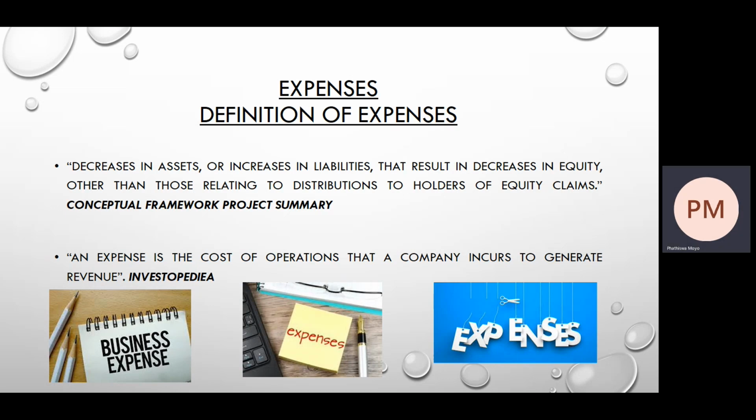And expenses result in decreases in equity. In what sense? Loss or profit made within the current financial year is part of the retained earnings. Retained earnings is part of equity. So this is how expenses decrease equity, other than those relating to distributions to holders of equity claims, other than dividends.